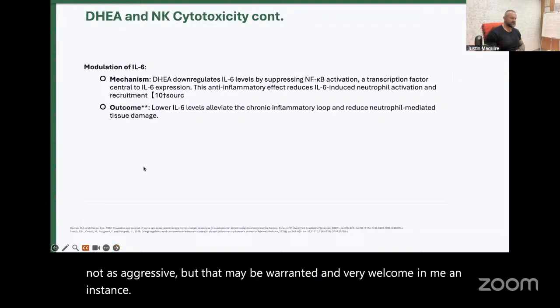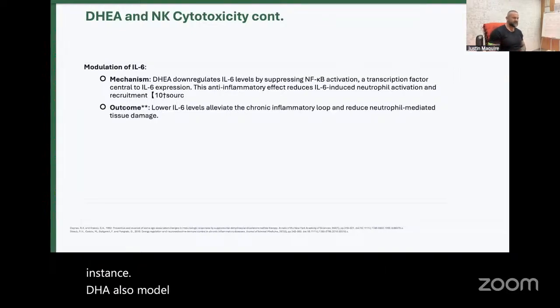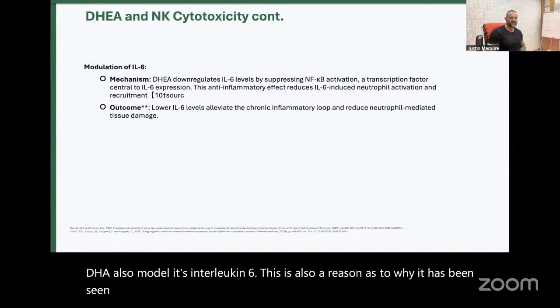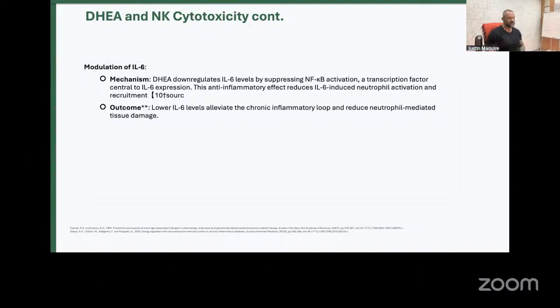DHEA also modulates interleukin 6. This is also a reason as to why it has been seen to support those with metabolic resistance associated weight loss resistance. Interleukin 6, as mentioned before, in a situation of heightened Th2 dominance, can drive Th17 responses, which most certainly leads to an increase of fibrotic outcome.